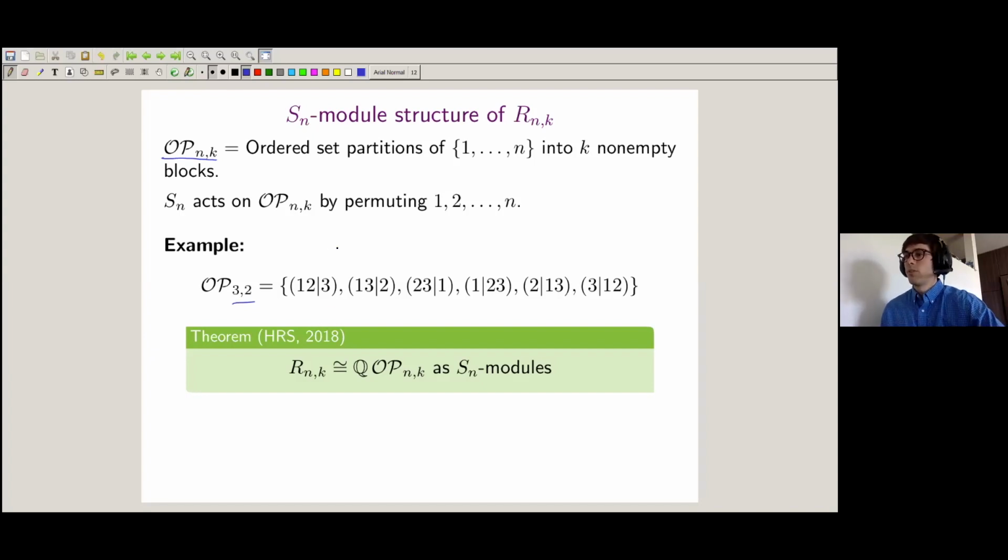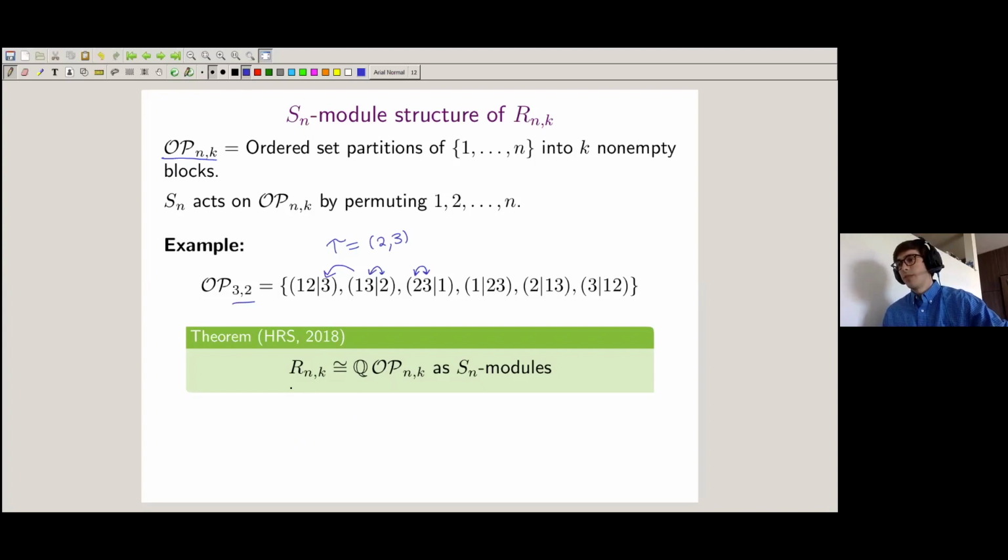So for example, if tau is the transposition that swaps 2 and 3, if you act on this ordered set partition, it'll swap the 2 and the 3 and it'll go to the same ordered set partition, since permutations within a block don't matter. But if you swap the 2 and the 3 here, you'll get a new ordered set partition, that one.